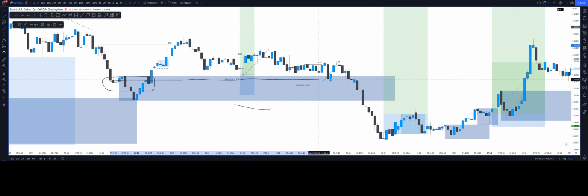And so this is the kind of area that I was expecting the reactions from. And I got it. Great entry. It just didn't work out for me. But I had the reaction, and I held until here.